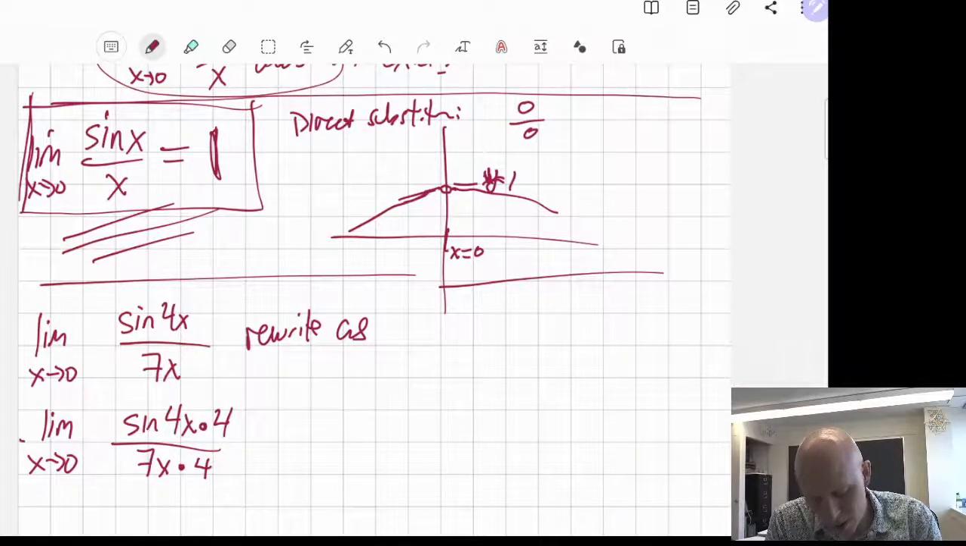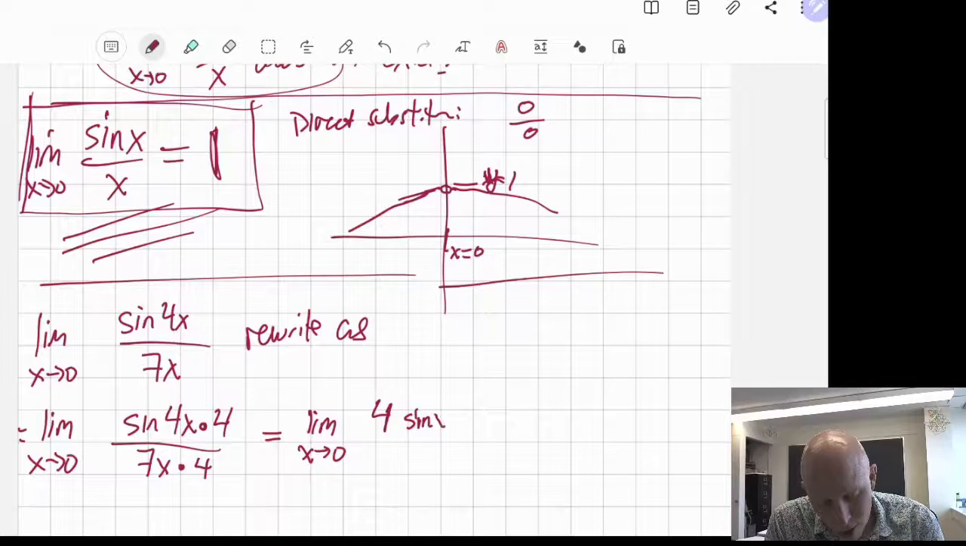So this is equal to this limit. The reason why we multiply by 4 in the numerator and the denominator is because now we can reorganize the numerator and the denominator. We can put the 4 in the front here, 4 sine of 4x, and we can put the 7 here, and we can put the 4x in the denominator.